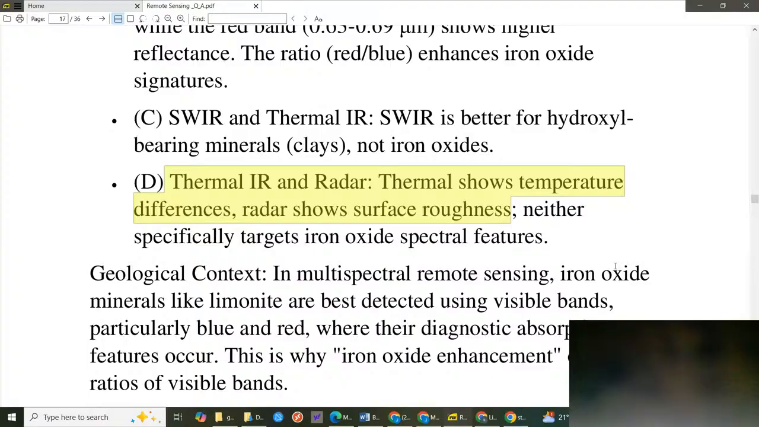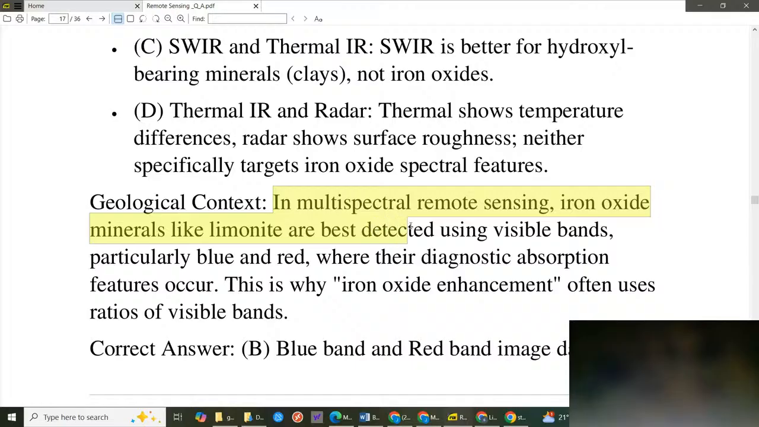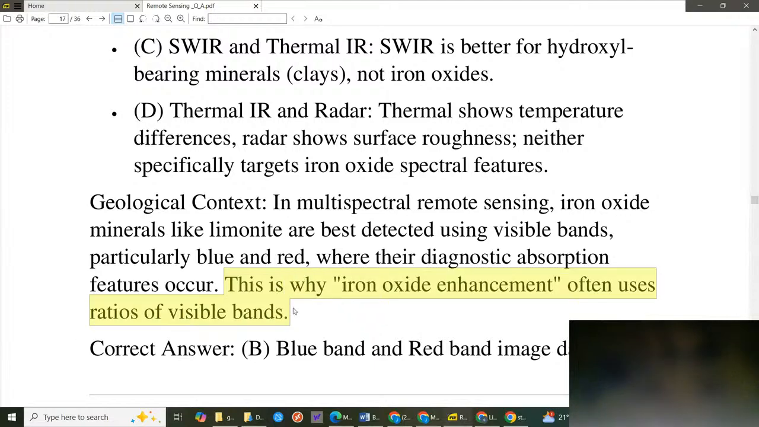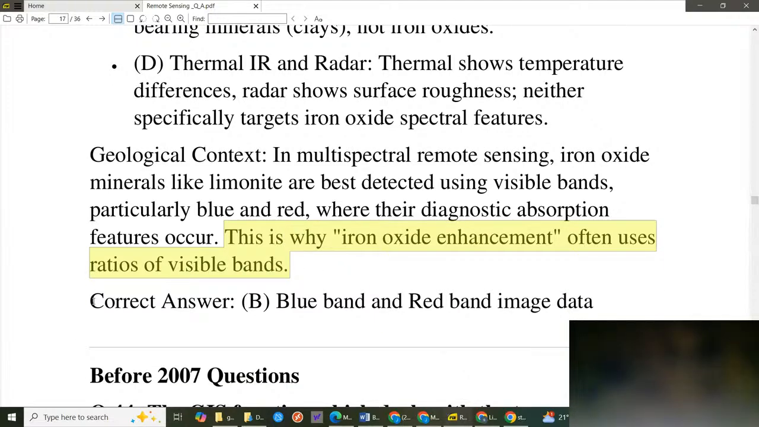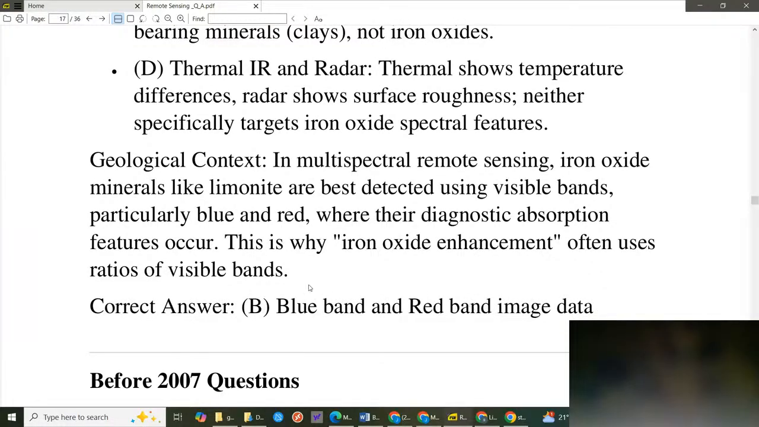So, geological context. In multispectral remote sensing, iron oxide minerals like limonite are best detected in visible bands, particularly blue and red, where their diagnostic absorption features occur. This is why iron oxide enhancement often uses ratios of visible bands. The correct answer is blue and red band image data. So the correct answer is B.